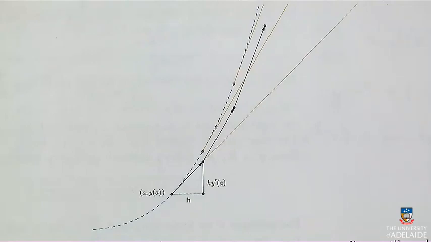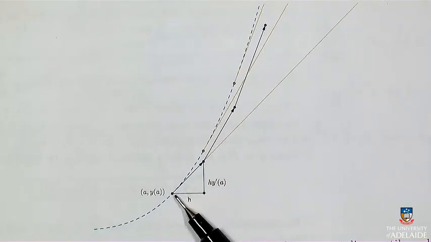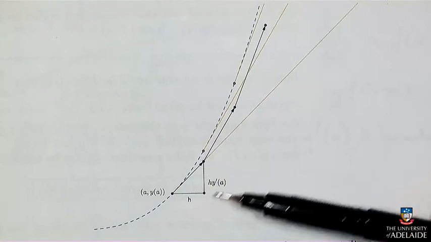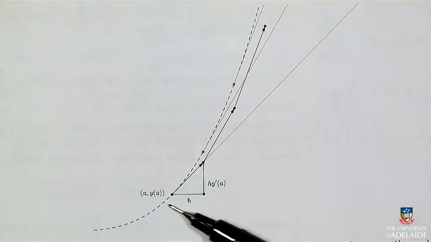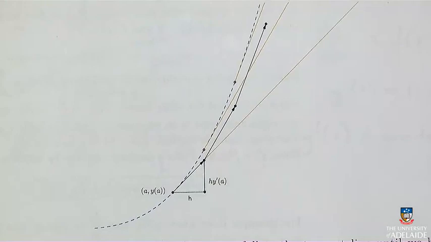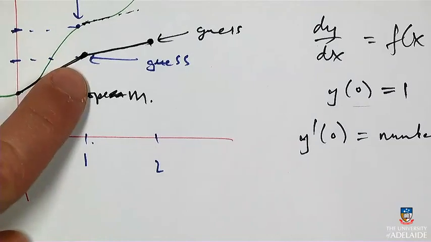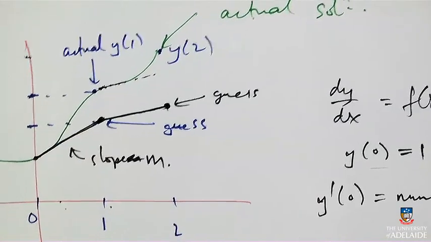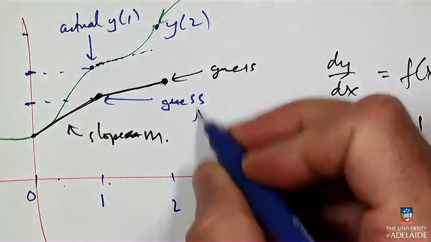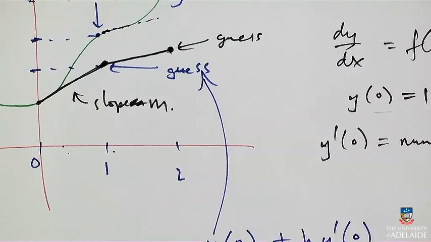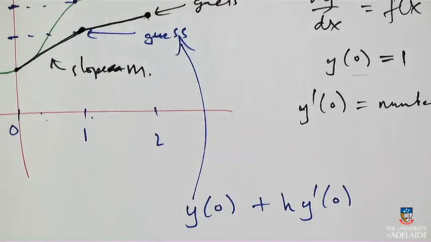It's the rise over run. If you work out the slope of this line here, it's h y dash divided by h. Rise over run. So you divide this by this, and you get y dash. So if you've gone over h, you go up h y dash. So this point here, your guess point is y of 0 plus h times y dash of 0. In our case, h was 1, because we went across 1, but you don't have to go across 1.